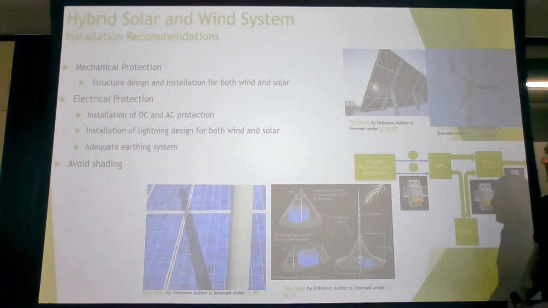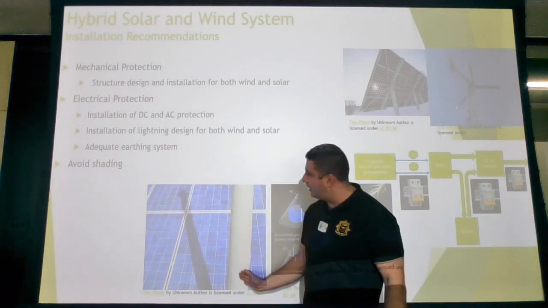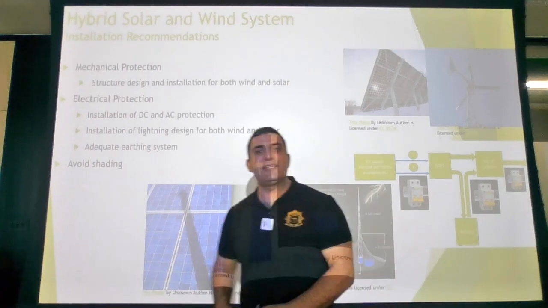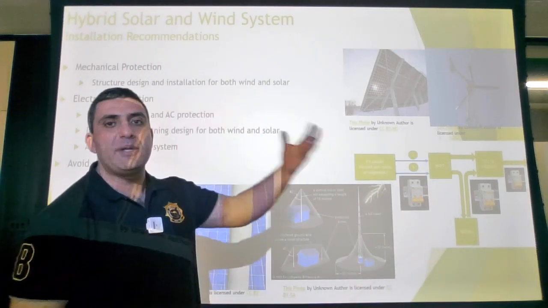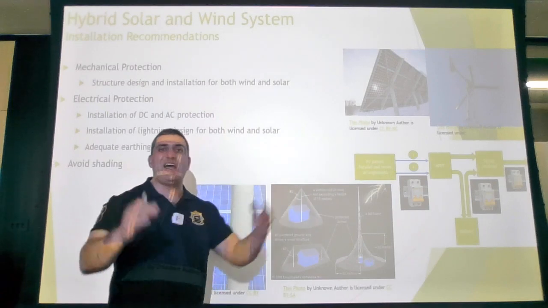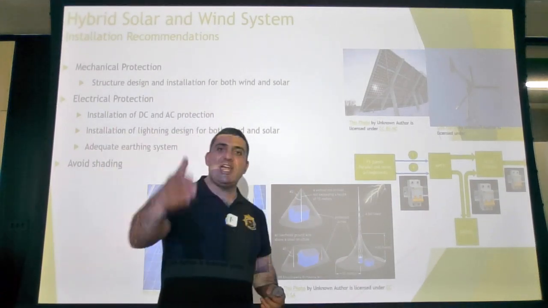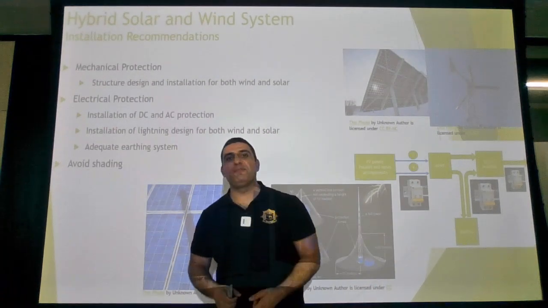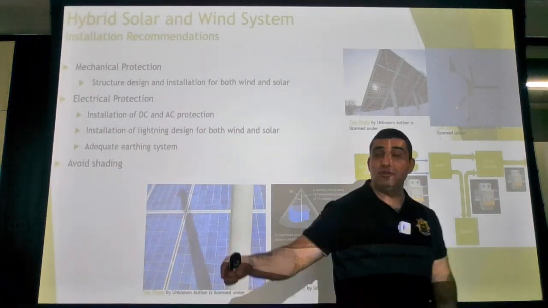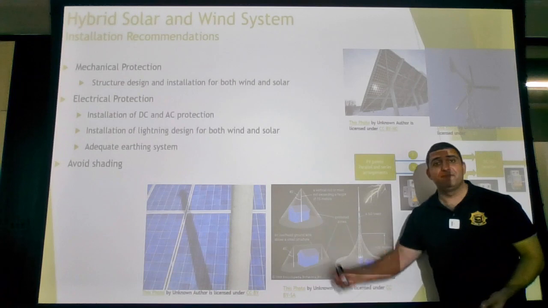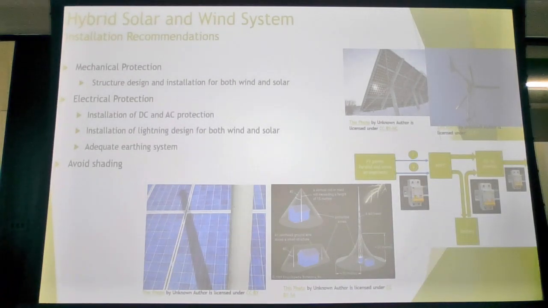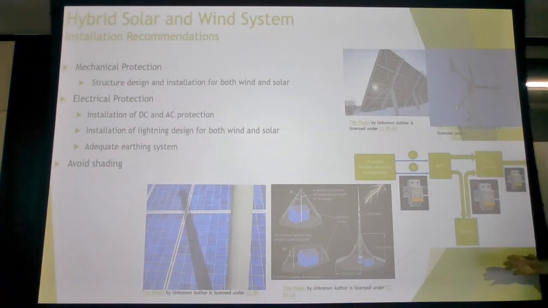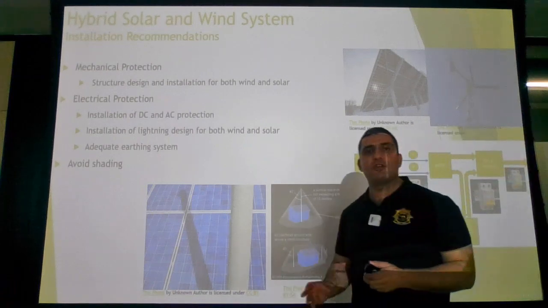Guys, shading. Especially when you install the post of your wind system, make sure it's always behind your solar panels and avoid shade. Permanent shade could cause hotspots. Hotspots could damage your panels. Also, it will reduce your output power. So it's very important, guys, very critical to follow this recommendation.